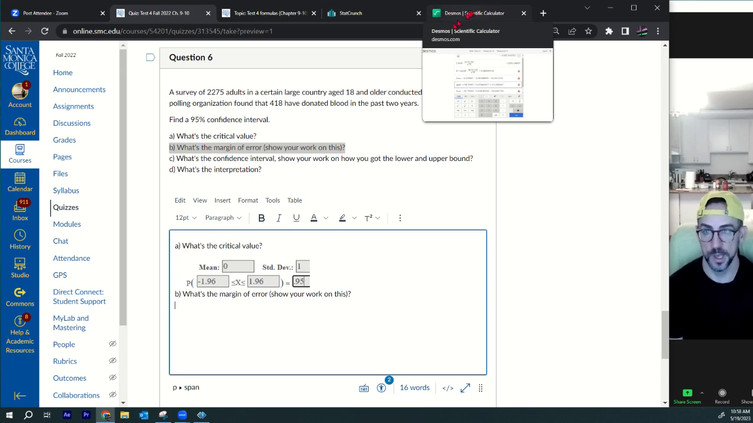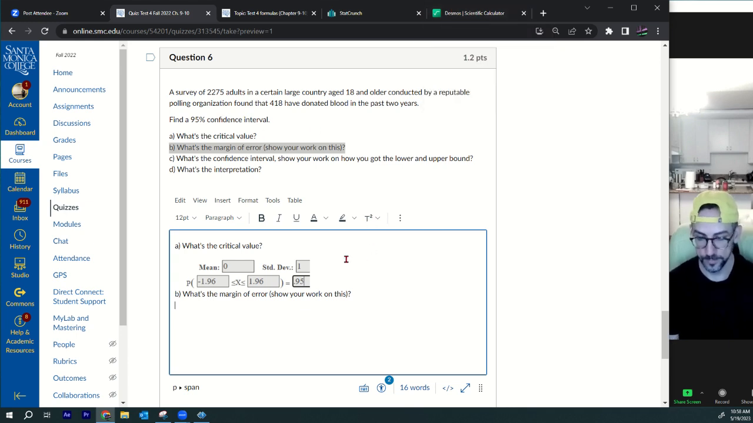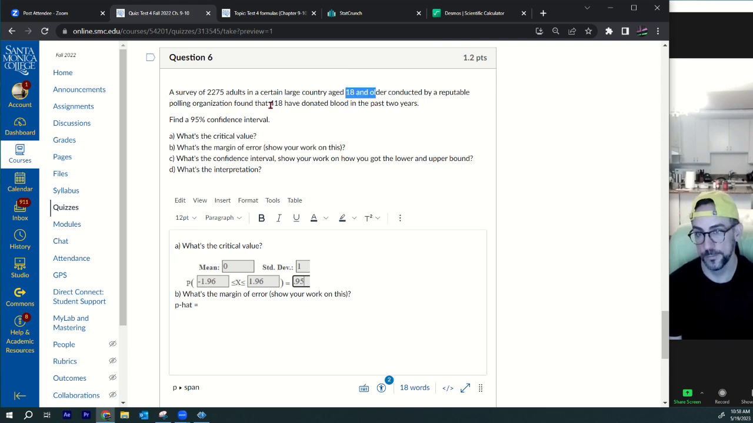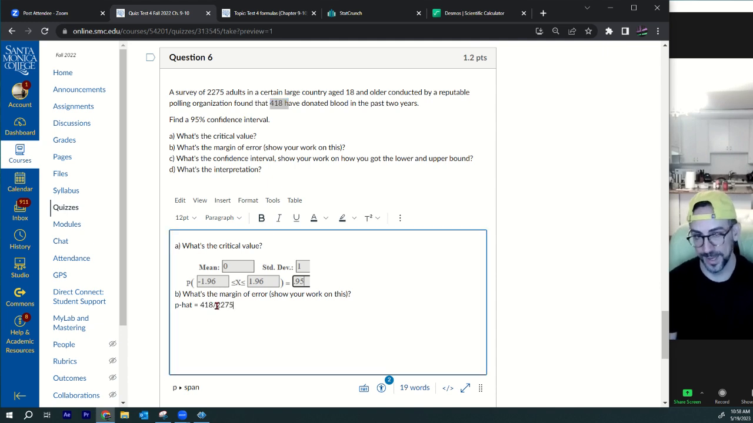Now P hat, what is it? Maybe we want to write it. P hat equals, weird that we don't use that 18. 18 is irrelevant. It's the 418 that we want. 418 out of 2275. It's not that 18 is irrelevant, but as far as the P hat goes, it is irrelevant. Great, so we got the P hat, 418 over 2275.